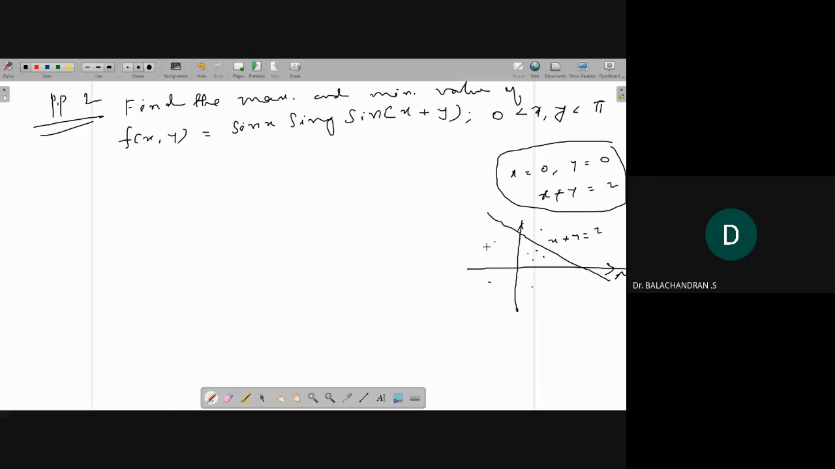Similar types of problems I will also give in the next class for practice. And if you find any in the net, you can post them in the group. Okay, next heading is constrained maxima minima.